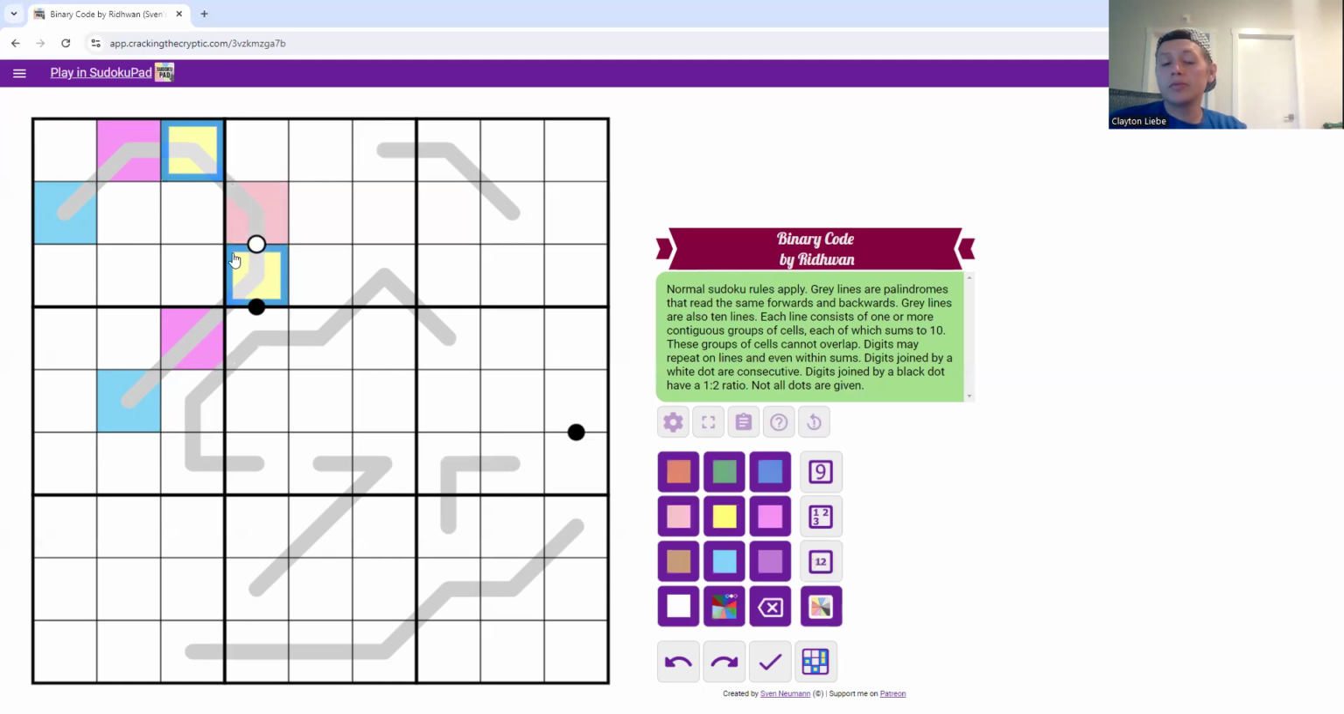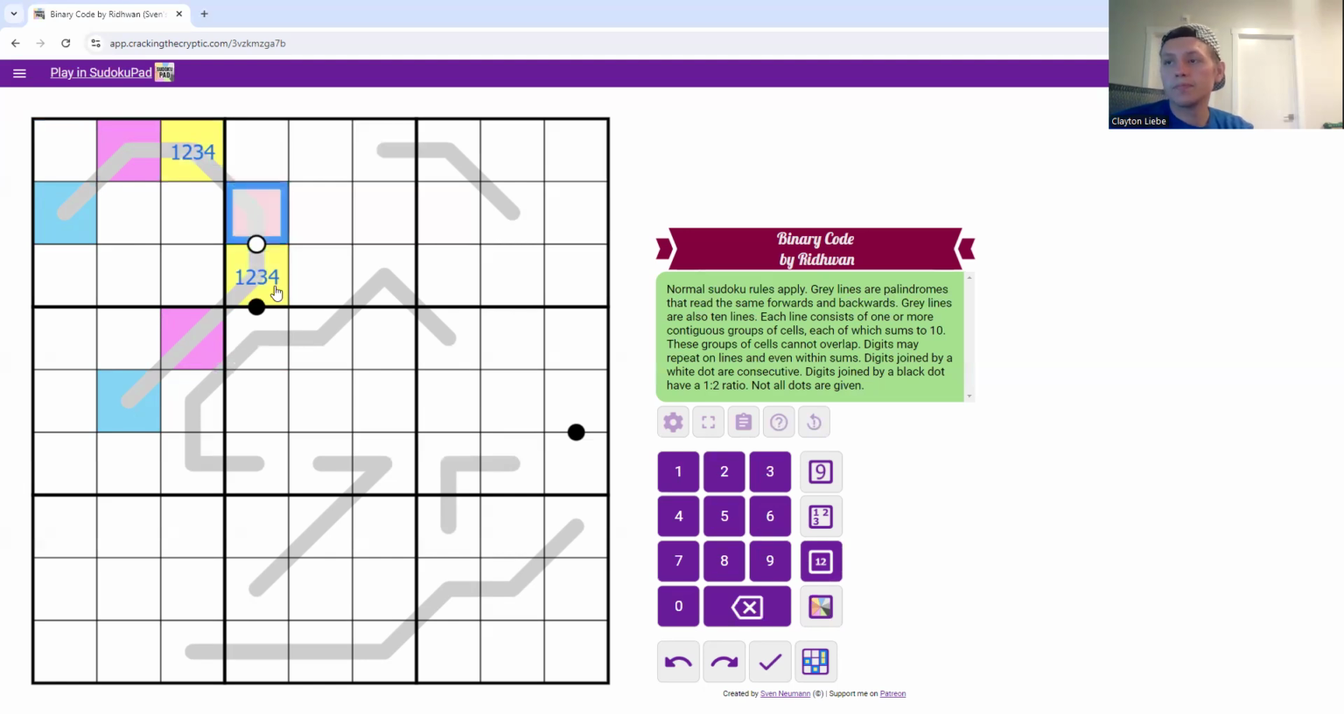And because these two are effectively doubled, they have to be low, right? They have to be 1, 2, 3, or 4. Because if they're both higher than 5, we'd already be higher than 10. So if we have 4 and 4, that gives us 8. That would put a 2 here. 3 and 3 is 6. That would give us 4. 2 and 2 is 4. That would give us 6. And 1 and 1 is 2. That would give us 8.